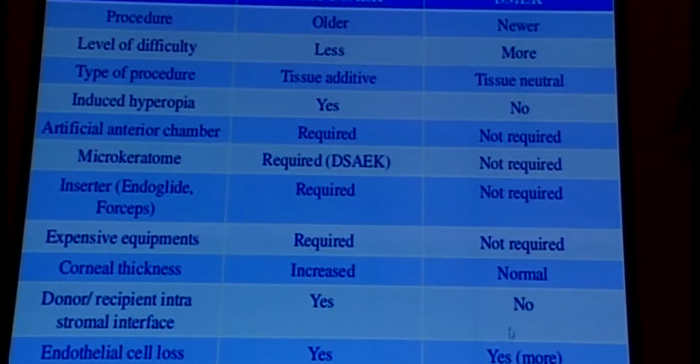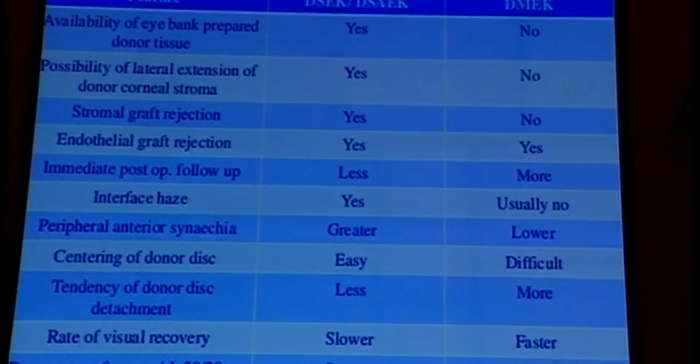But PDEK has the ease of learning of DSEK, with endothelial protection like DSEK. The possibility of graft rejection is there in both, however lesser with a thinner graft, and other things are not much significant.